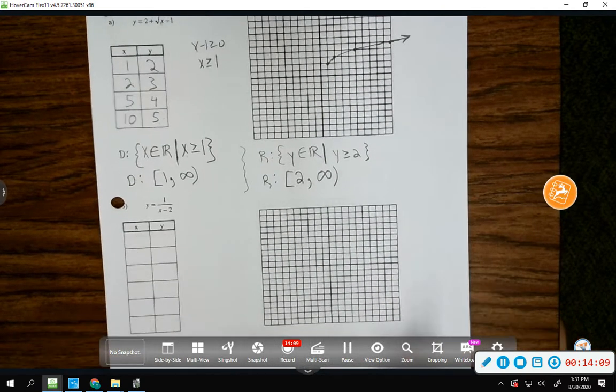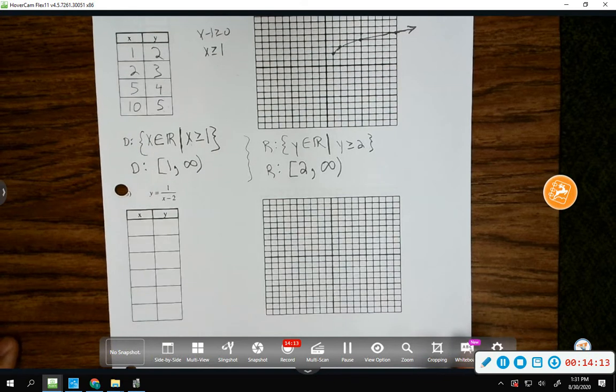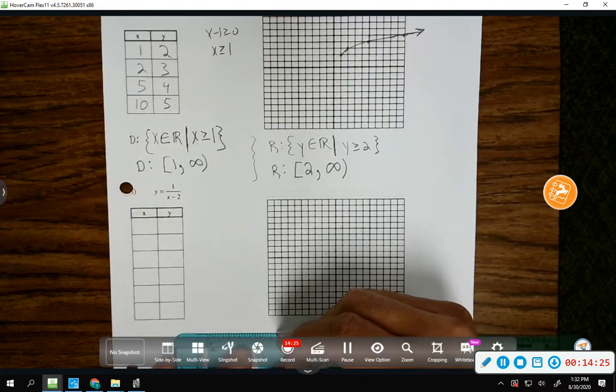Next example. Rationals. Rationals often give students some of the most difficulty. Okay? And the reason is because of the asymptotes involved and some of the fractional work involved. So we're going to start by saying this.